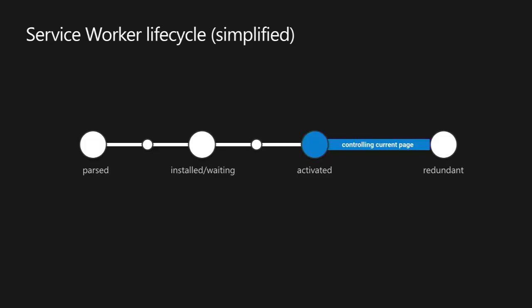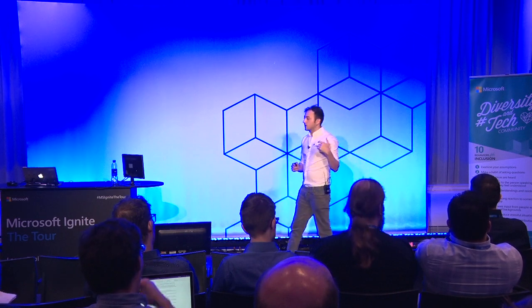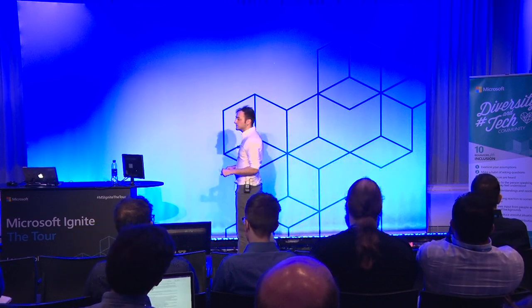And this is the simplified lifecycle of a service worker. First, it gets parsed. Then it goes into installed/waiting. So it's waiting until it activates. And then it becomes activated. And when it becomes activated, this is when it's controlling the page. The reason why we have this waiting or installed is because you cannot run 2 service workers at the same time. If the second one is running, it will stay in waiting. And how do we ship updates on progressive web apps?